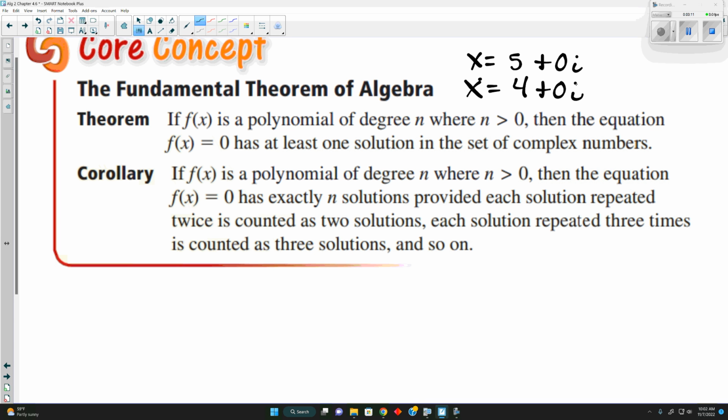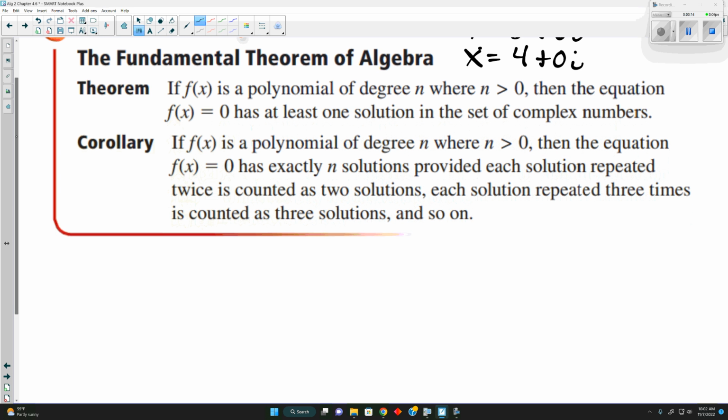Now, the corollary from this: if a polynomial has degree n, where n is greater than 0, then the equation has exactly n solutions, provided any solution that is repeated is counted multiple times. So if a solution is repeated twice, it's counted twice. If a solution is repeated 3 times, it's counted 3 times, and so on and so forth. So the degree will give us the number of solutions every single time. Questions on this here?